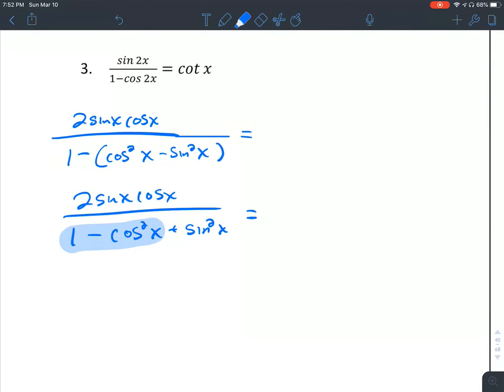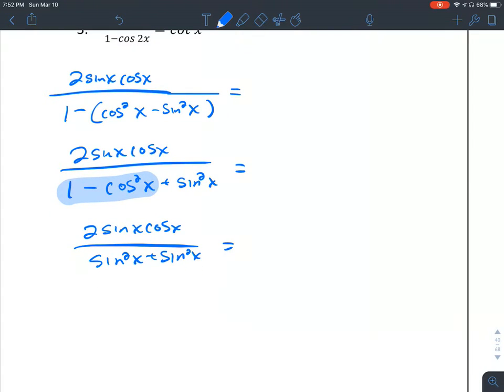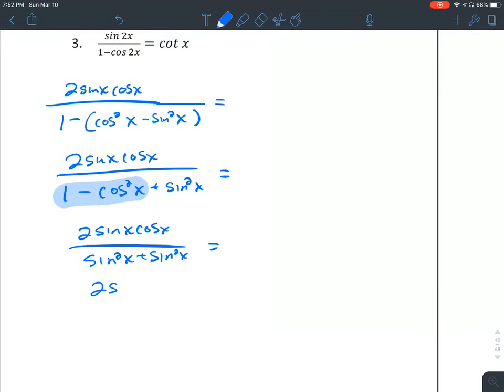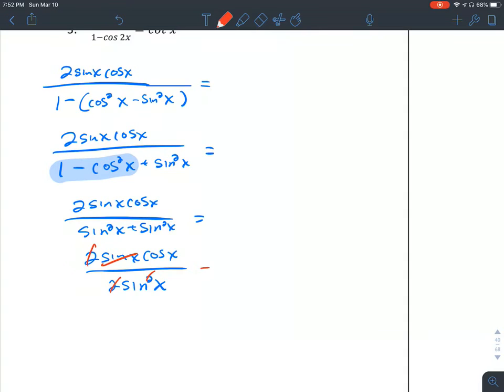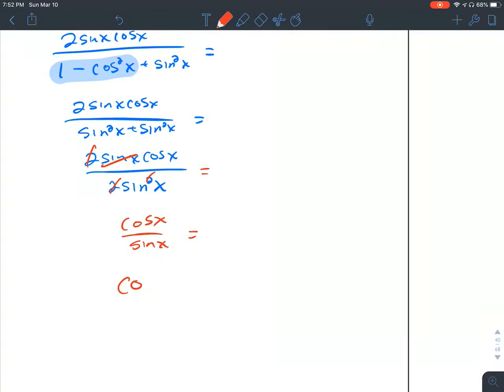I recognize that this right here is the same as sine squared. Sine squared plus sine squared is going to be 2 sine squared. Then I can cancel a 2 from the top and the bottom and a sine from the top and the bottom, which leaves me with cosine of x over sine of x, and that reduces to cotangent of x, which is what the right side was all along. How about that?